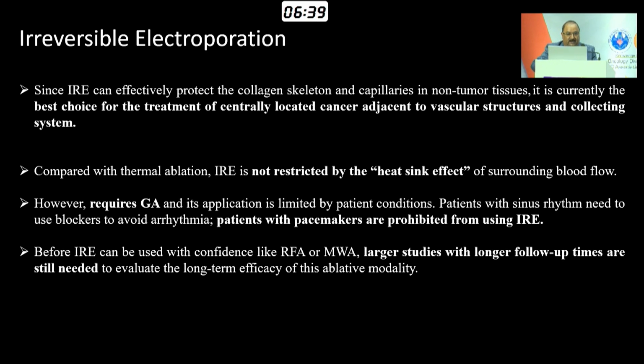And irreversible electroporation is important because, one, it is not affected by the heat sink effect. Second, it relatively does not damage the collagen and the vascular structures. So tumors which are very close to these structures can be treated with irreversible electroporation.